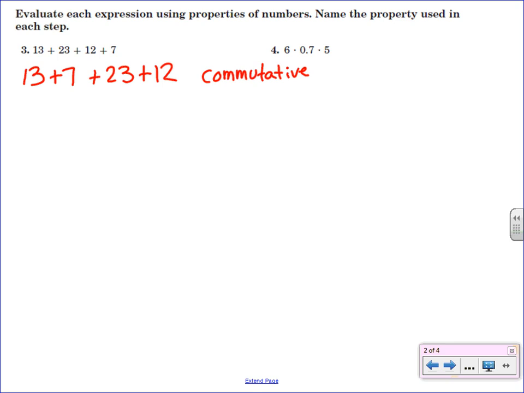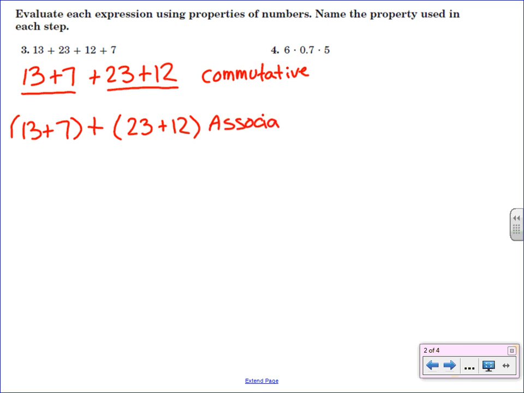Now, I'd like to do this 13 plus 7 and this 23 plus 12 separately at the same time. So I'm going to put them in parentheses so that by order of operations they would get done separately and not have to go from left to right. And that is allowed by the associative property, which says I can group them in any way when I'm adding or multiplying. This is not true when you're subtracting and dividing.